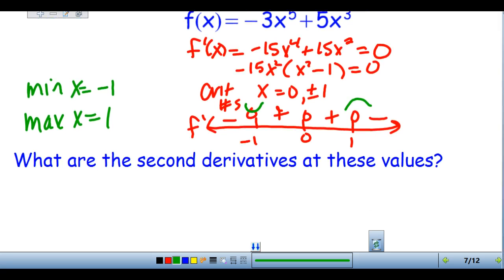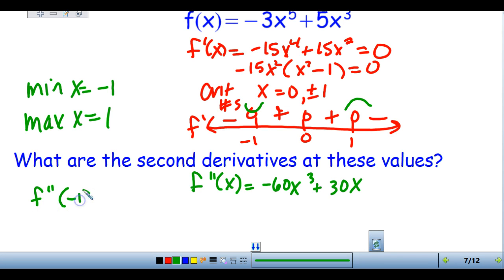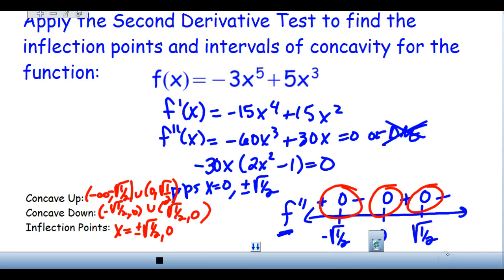What's the second derivative at these values? So again, recall that our second derivative was negative 60x cubed plus 30x, and that we had that number line on the previous page, so we'll refer to that. But what was the second derivative at negative 1? What was the second derivative at 1? Was it positive or negative? Let's look at negative 1.